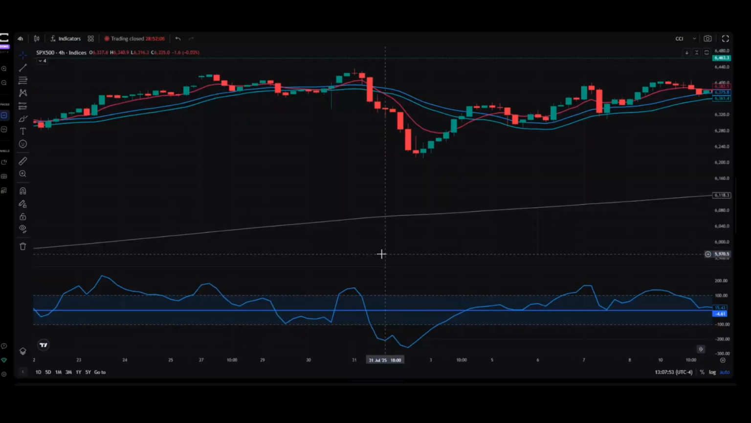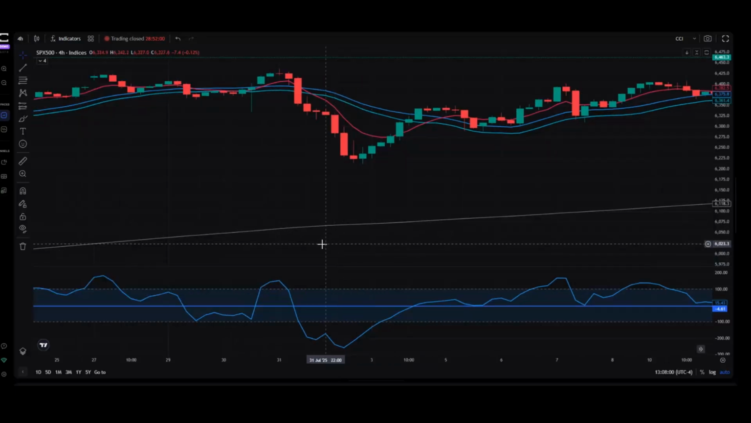Okay, so we're on the S&P 500, and let's go back to July the 31st, right? Or let's go even further back. Let's go to the 31st of July. So as we can see, at around 2 p.m. Eastern time, the S&P closed below the 8-period EMA, which is the red line, and also the 20-period moving average zone.